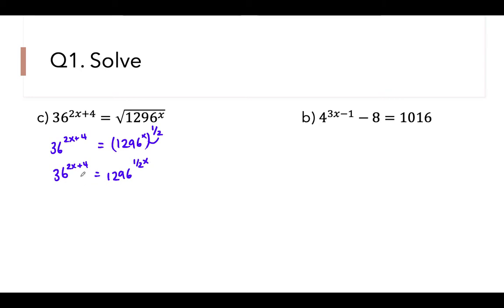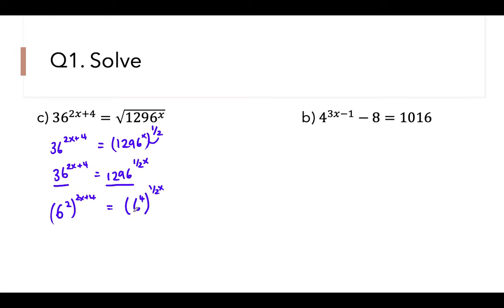The next question is, what is a same base that could turn into 36 and 1296? In this case, you will do trial and error, and I noticed after calculation, the base will be 6. 6 to the power of 2 gives me 36, and 6 to the power of 4 gives me 1296. So try to use your calculator to do trial and error to make the same common base.